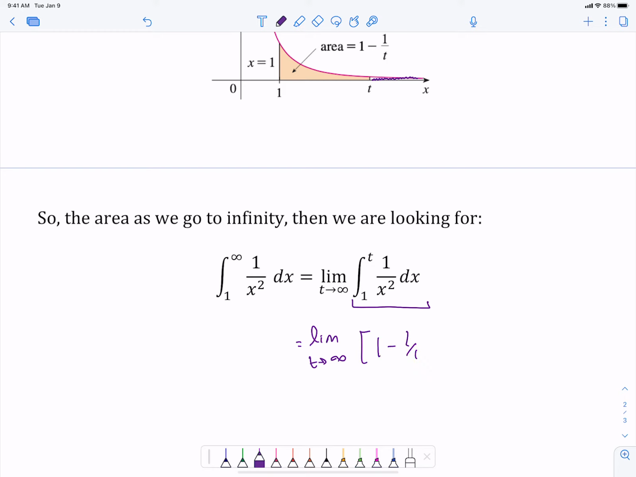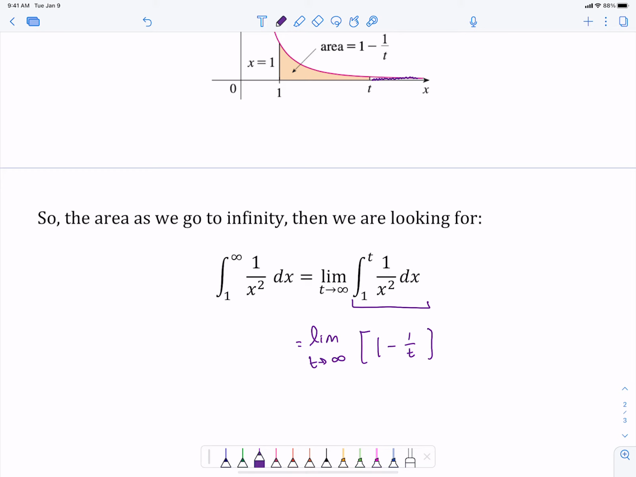It was 1 minus 1 over t. So this is really what our question is: what is the limit of this expression, 1 minus 1 over t? Sorry that my handwriting is so bad here. Let's make it look just a little bit nicer. What's happening as t is getting larger and larger and larger?